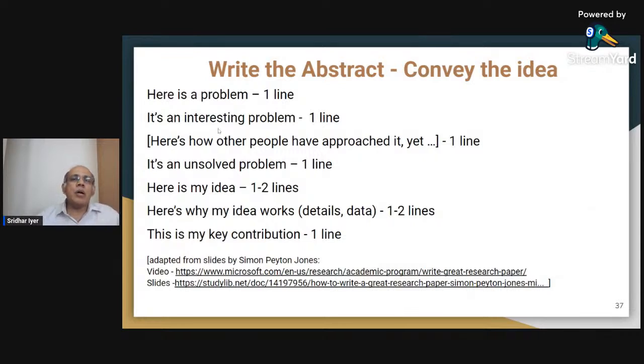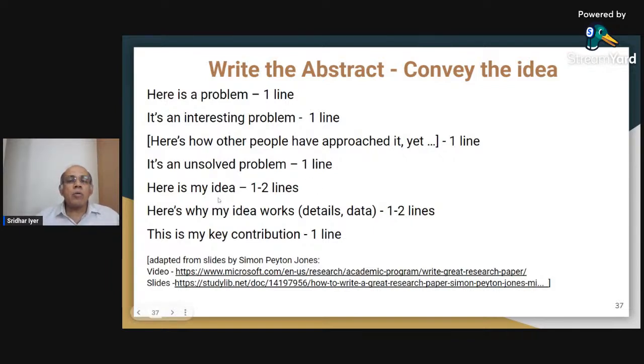There is a very good algorithm that is given, which says: here is the problem. Just write one line about the problem. Here is the problem: students are disengaged because of a lot of devices that they are allowed to bring into class. Then you say it's an interesting problem, or a problem which many people are facing. Then you can say here is how other people are facing it, but it's still an unsolved problem. So you establish that it's an interesting problem and nobody has solved it yet fully.